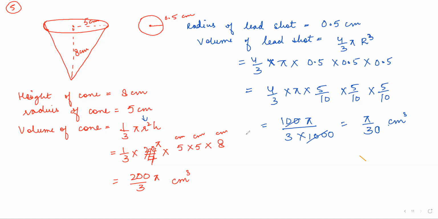Yes, Harsha. Yes, ma'am. Okay. Now what is happening? We are dropping them into the vessel and 1/4 of the volume is coming out. So we have to tell how many lead shots are there. So let the number of lead shots be n.